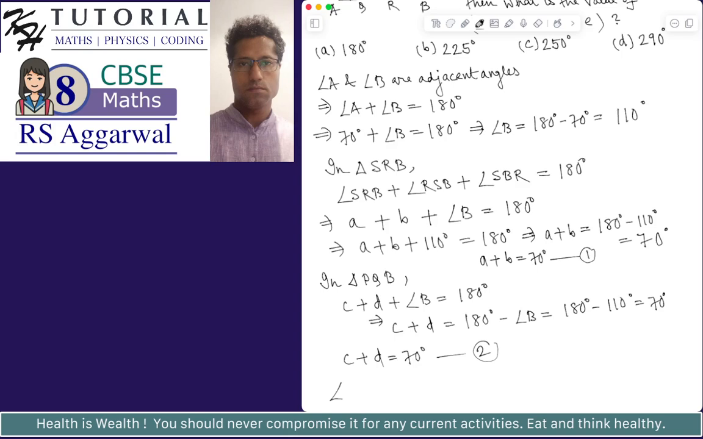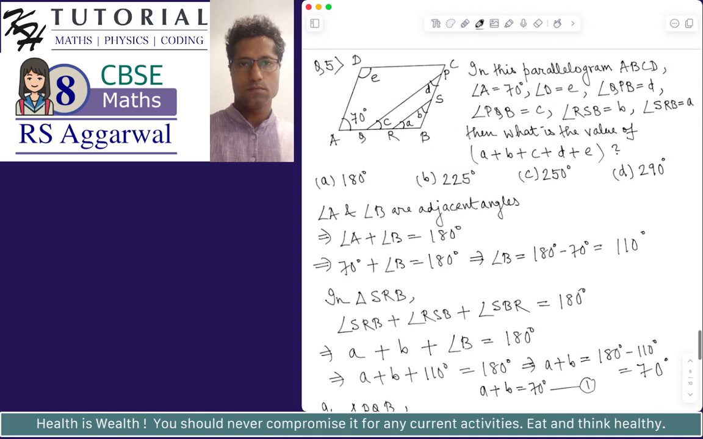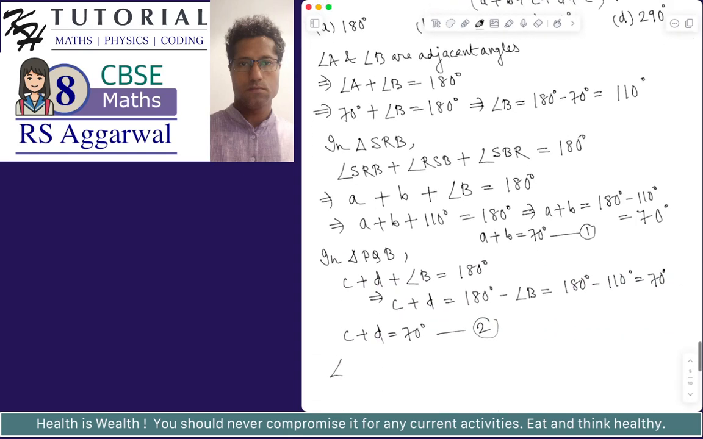So okay, so we now need the value of E. Now in the parallelogram, we can easily see that E is the angle D, and angle D is equal to its opposite angle, that is angle B. We have found angle B to be, what was angle B? 110 degree. So this implies E is equal to 110 degree.